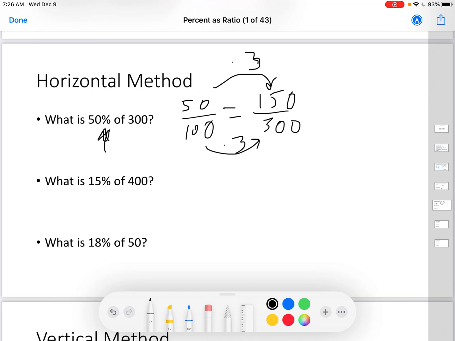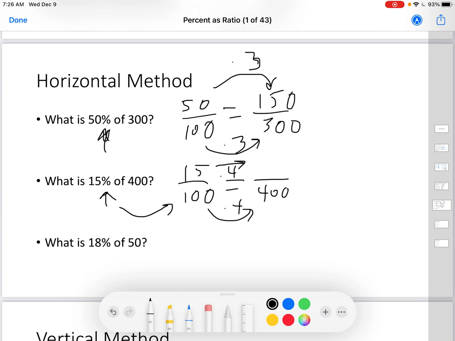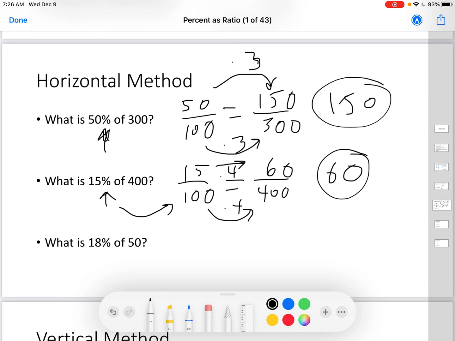What is 15% of 400? Well, we do 15 over 100. Why don't I do it over 400? Because it's not over 400, it's a percent. And percent means it's out of 100. And then out of 400, so this is times 4. This is times 4. 15 times 4 is 60. And the answer is 60. And the answer up here was 150. Remember, you have to give the answer, and please circle it.